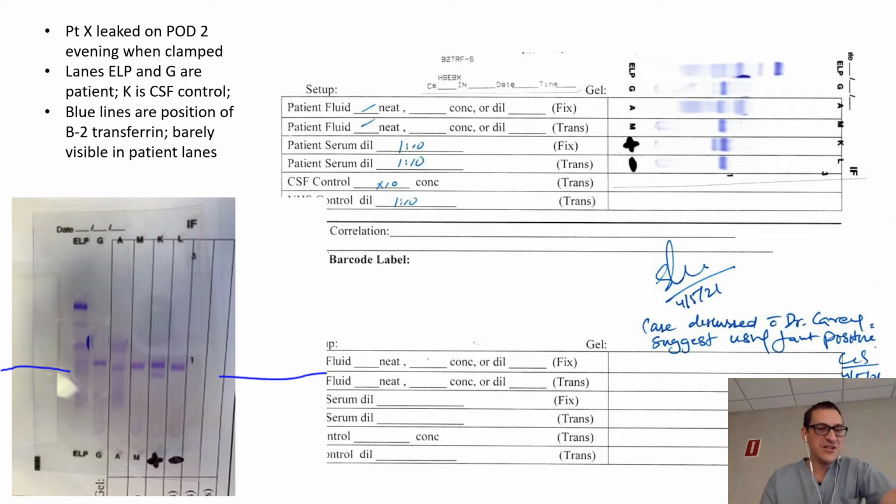But the reason I show you this is because look at the blue line. ELP and G are the patient, and then K is the control. So you see a nice, pretty beta 2 there, right? And clearly concentration does affect the brightness of this immunofixation. So my point here is that there is some qualitative aspect to it. If you don't have somebody that reads these a lot, you can imagine how you could get false results.